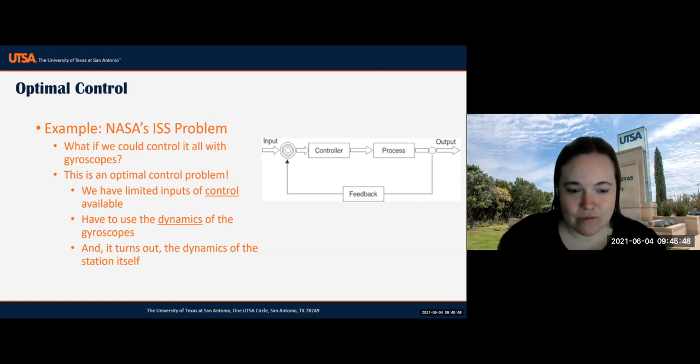But what really defines the problem is what inputs of control you have available and the dynamics of the system. So the thrusters are one input of control with their own dynamic. Gyroscopes, you can imagine, have a much more complicated nonlinear dynamic. And you have to take advantage of this dynamic to come up with the optimal answer. In fact, you have to use both the dynamics of the gyroscopes and it turns out the dynamics of the station itself. So the momentum of the station and the dynamics of the gyroscopes.